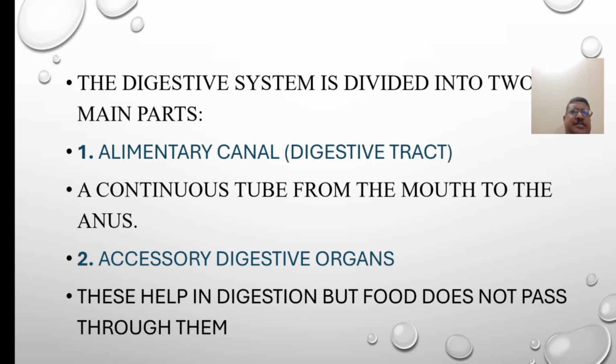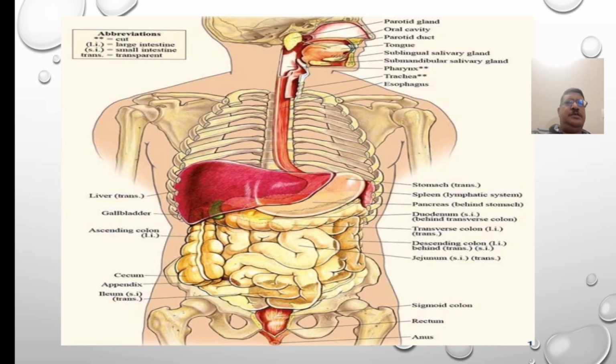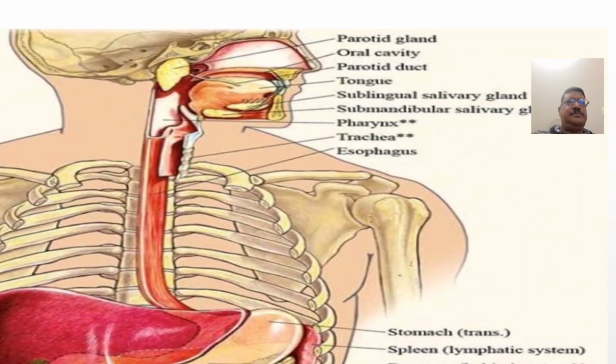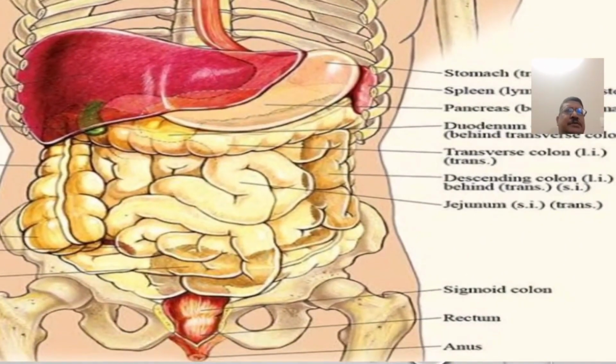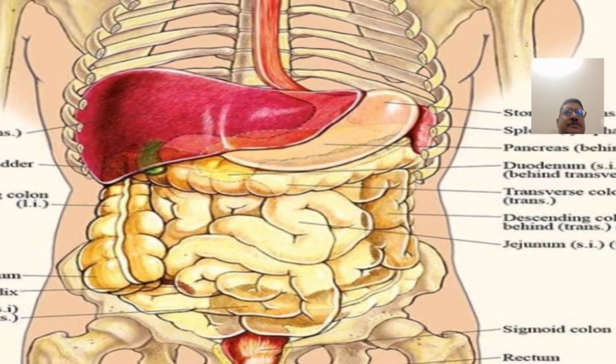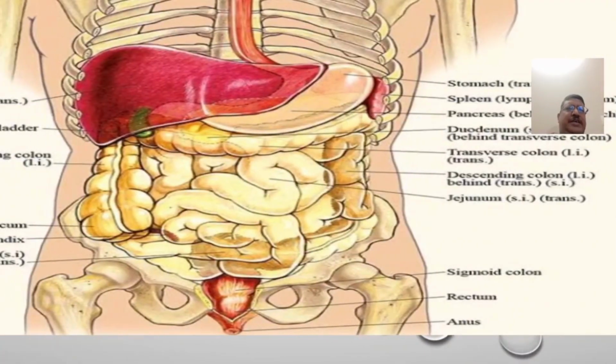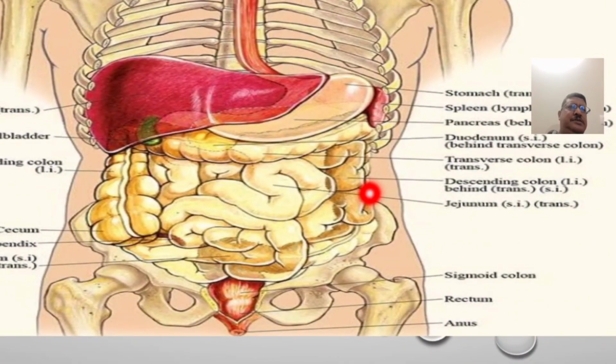Accessory digestive organs help in digestion, but food does not pass through them. This is the structure of the digestive tract. That is the oral cavity. After that, the esophagus. Then the stomach, small intestine, large intestine, liver. So these are all parts of the digestive system. Pancreas. So these all are the structure.